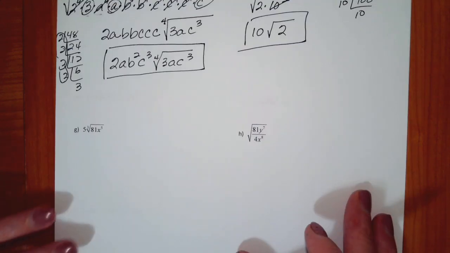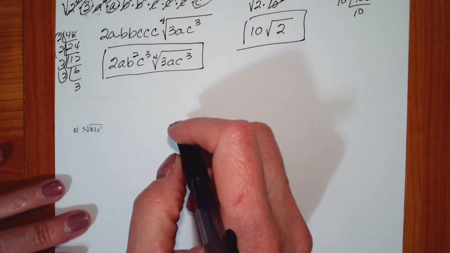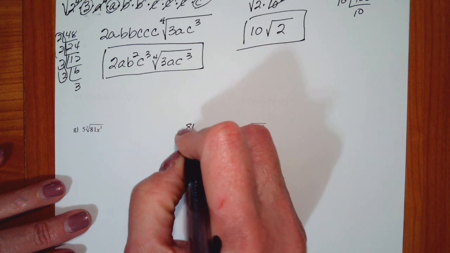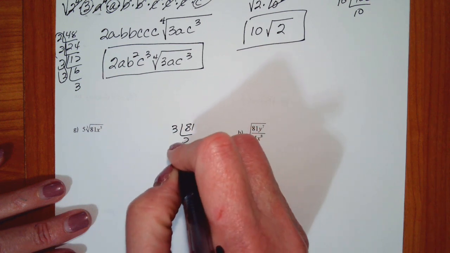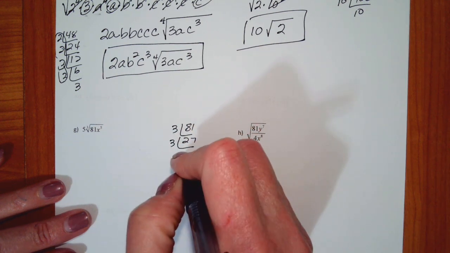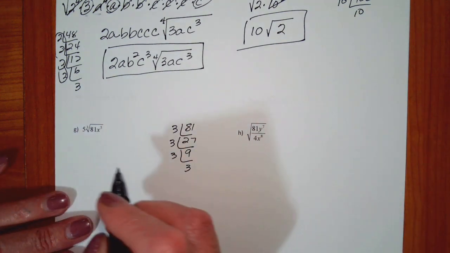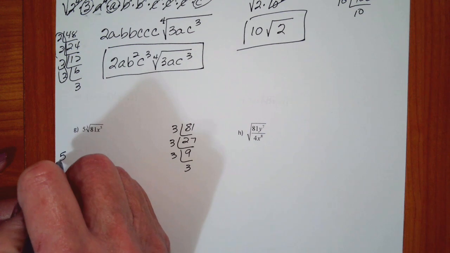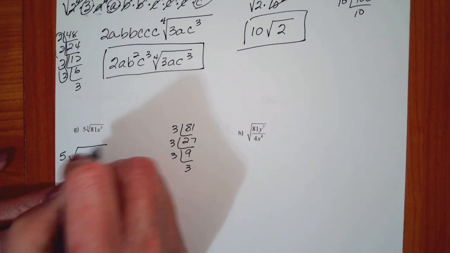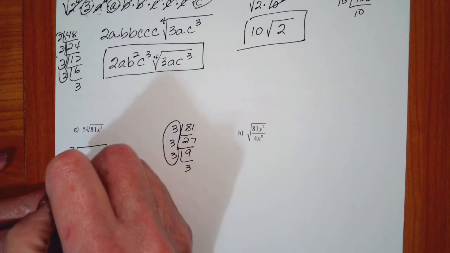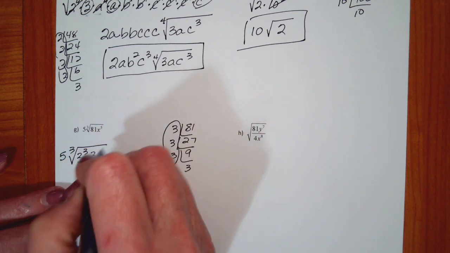Okay. Here I'm looking for cube roots. Well, let's see. I know that 81 is divisible by 3, divisible by 3, divisible by 3, and divisible by 3. So this becomes 5 times the cube root of 3 to the third times 3.